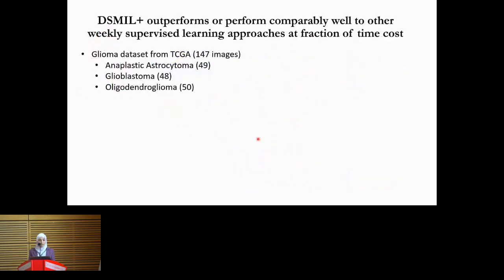So we tested these different methods on a glioma dataset from TCGA. It has 147 images and 3 subtypes: anaplastic astrocytoma, glioblastoma, and oligodendroglioma.